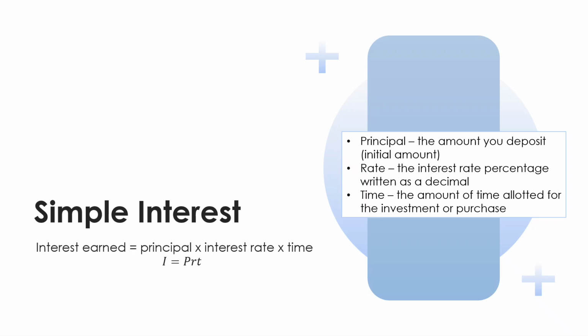So the interest earned, I, is equal to the principal, which is the initial amount, so the amount you deposit or the amount you borrow, times the interest rate, R, which is the interest rate percentage converted to a decimal, and then times time. Time is the amount of time, typically in years, that is allotted for the investment or purchase.